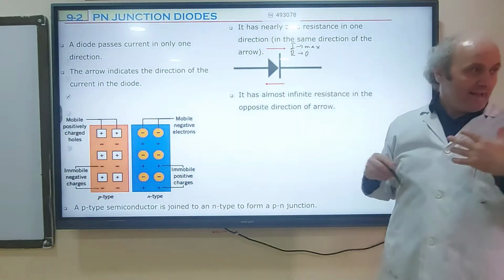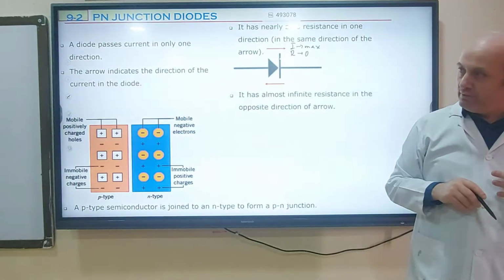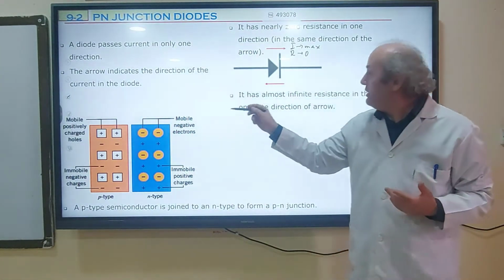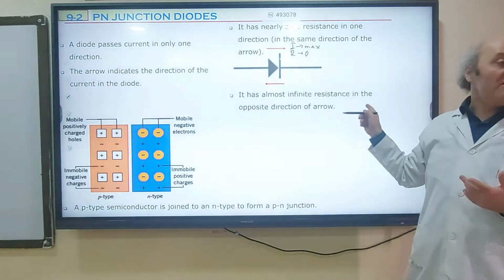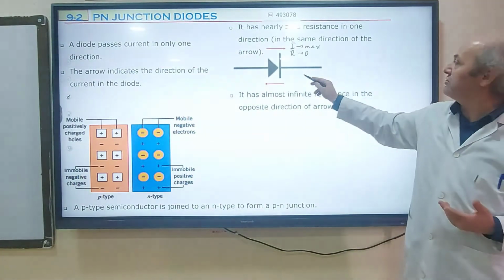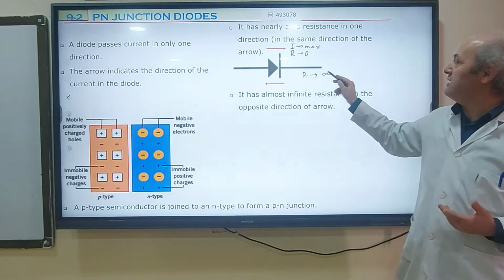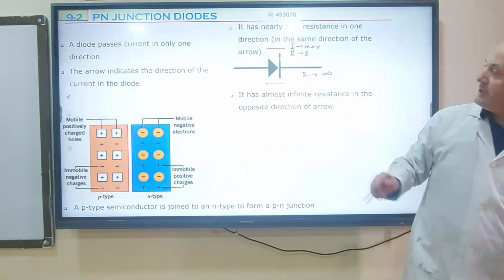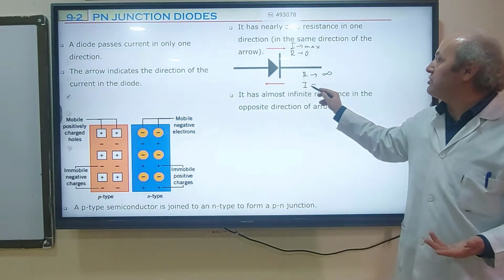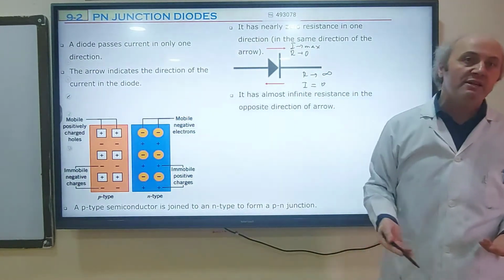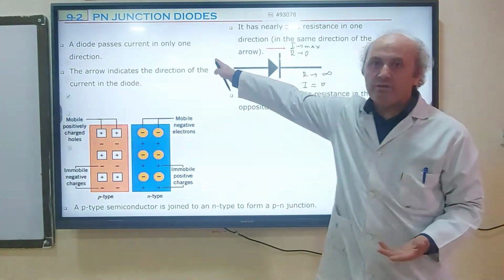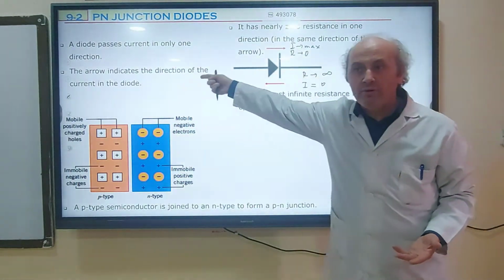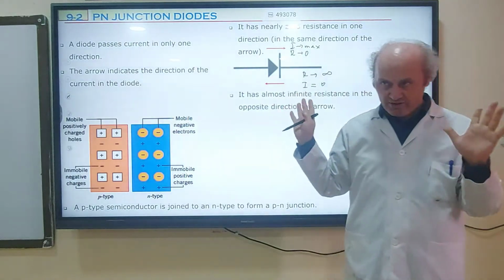So it lets electric current pass in one direction, but in the opposite direction of the arrow, it has almost infinite resistance. Yes, the resistance goes to infinity. As resistance goes to infinity, electric current goes to zero. Electric current is zero in the opposite direction of the arrow. Electric current is allowed to the right, but not to the left in this diode.